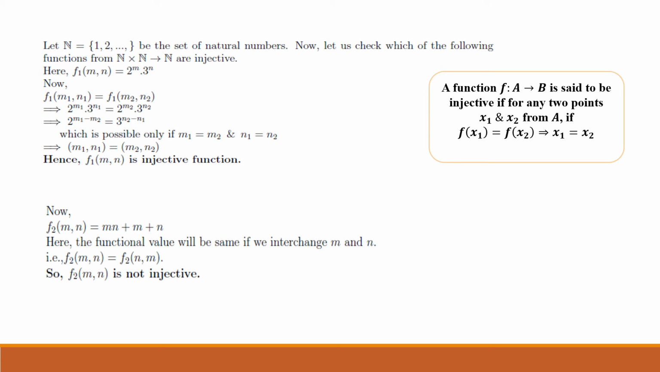Our next function, that is f2(m, n), that is mn plus m plus n. So look at the function very carefully. If you just interchange m and n, that will give you the same functional value. So that means you will find two distinct points for which the functional value remains the same. So that means the function is not injective. So f2(m, n) is not injective.